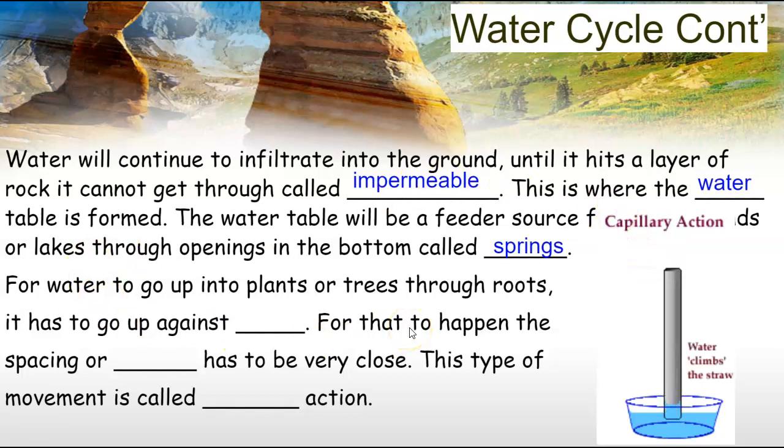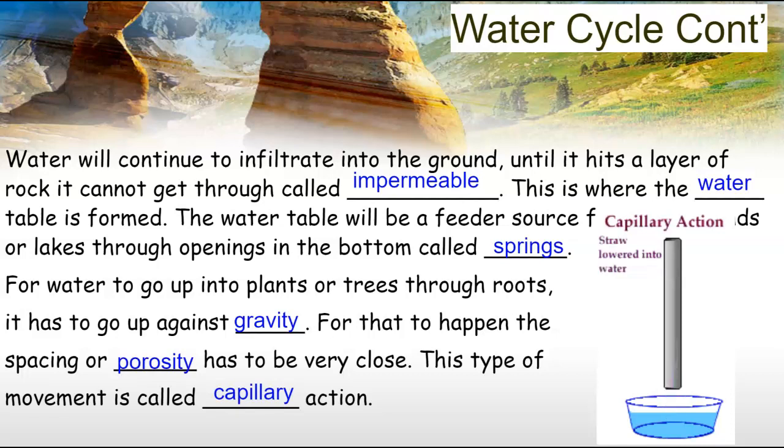So for water to go up into plants or trees through roots, it has to go against gravity. For that to happen, the spacing or the porosity has to be really, really close. This type of movement is called capillary action. Now, a lot of people, when they're bored, especially, I've done this many times where I'm in a restaurant and I have my beverage and I have my straw and I put my straw in there and I get the water to go up the straw by just pulling it up.